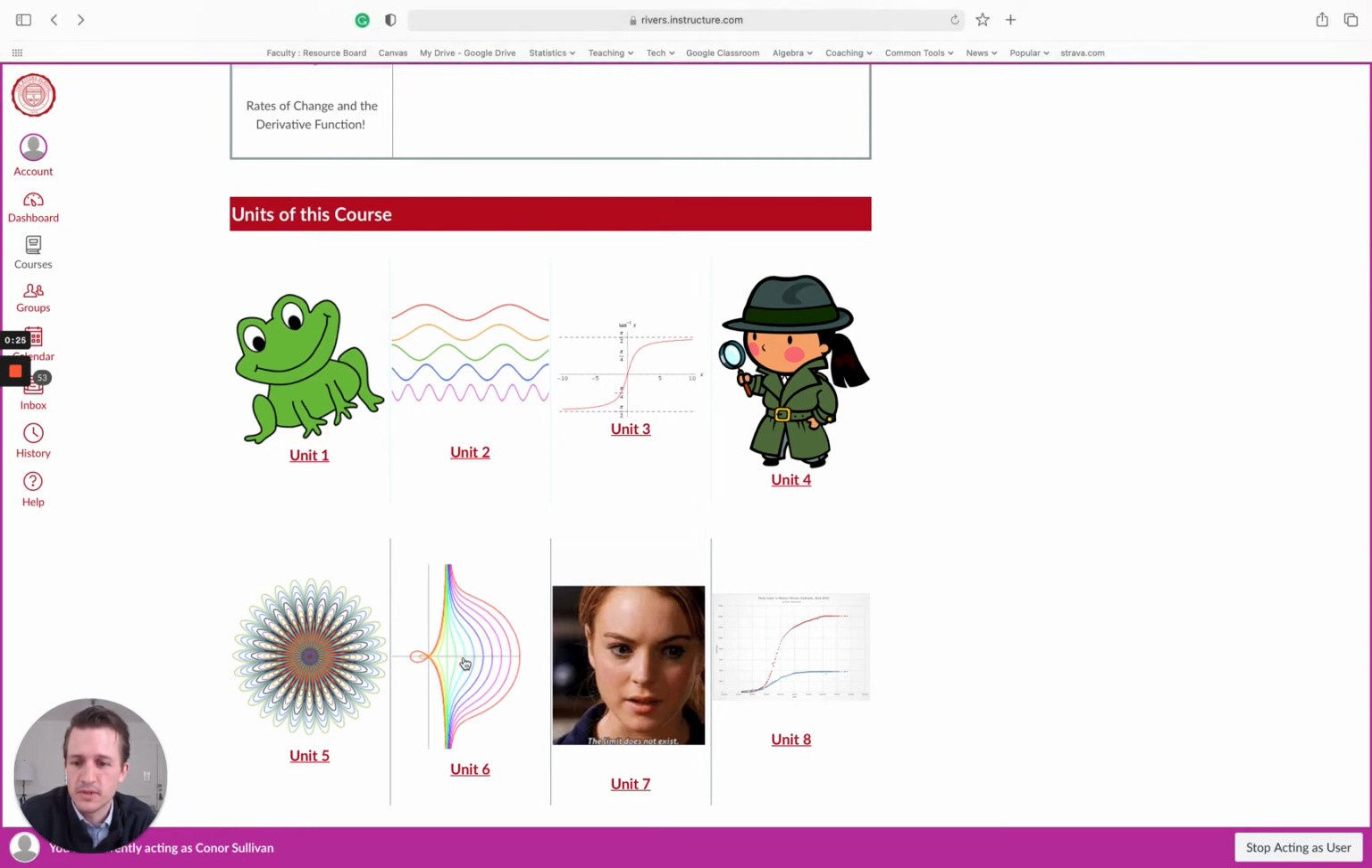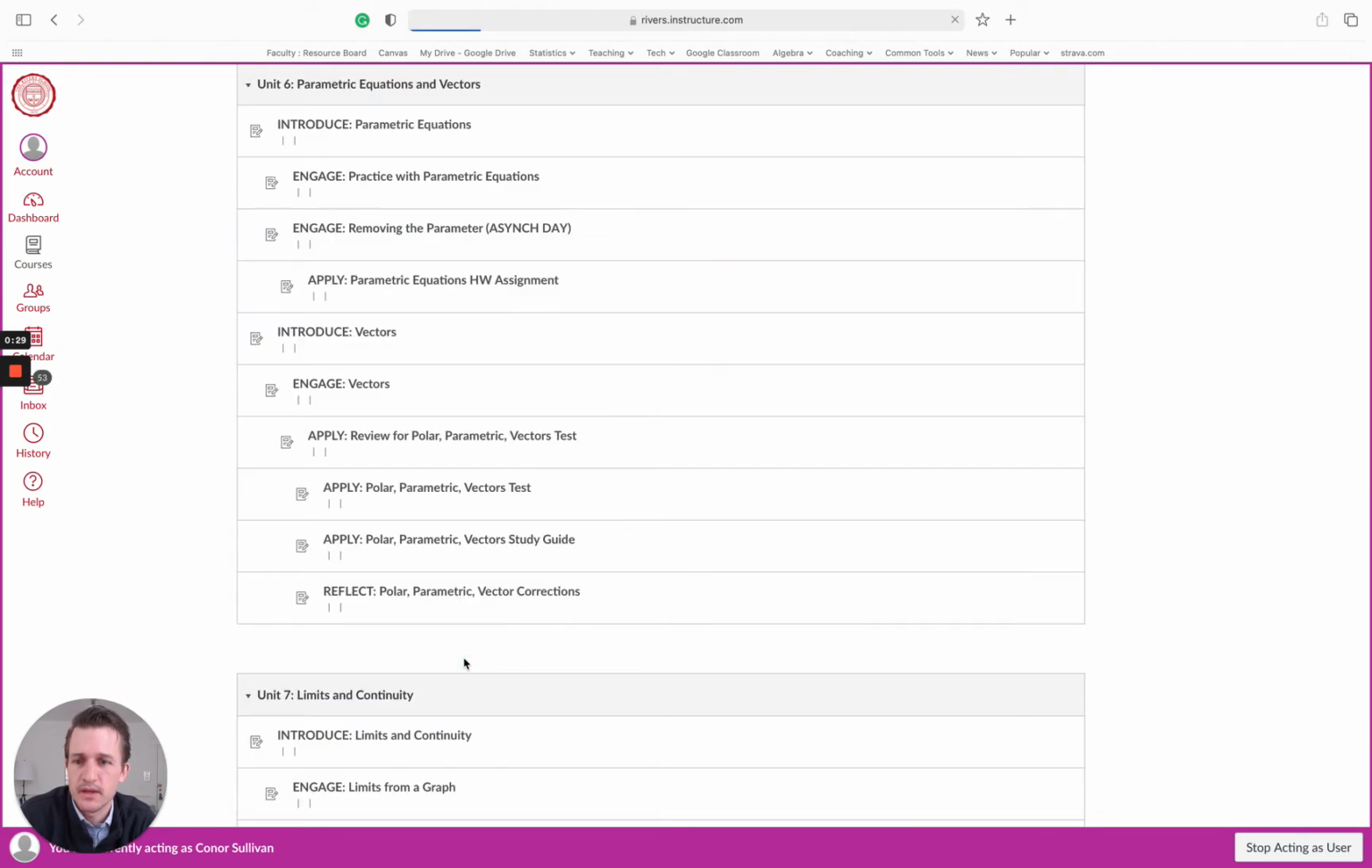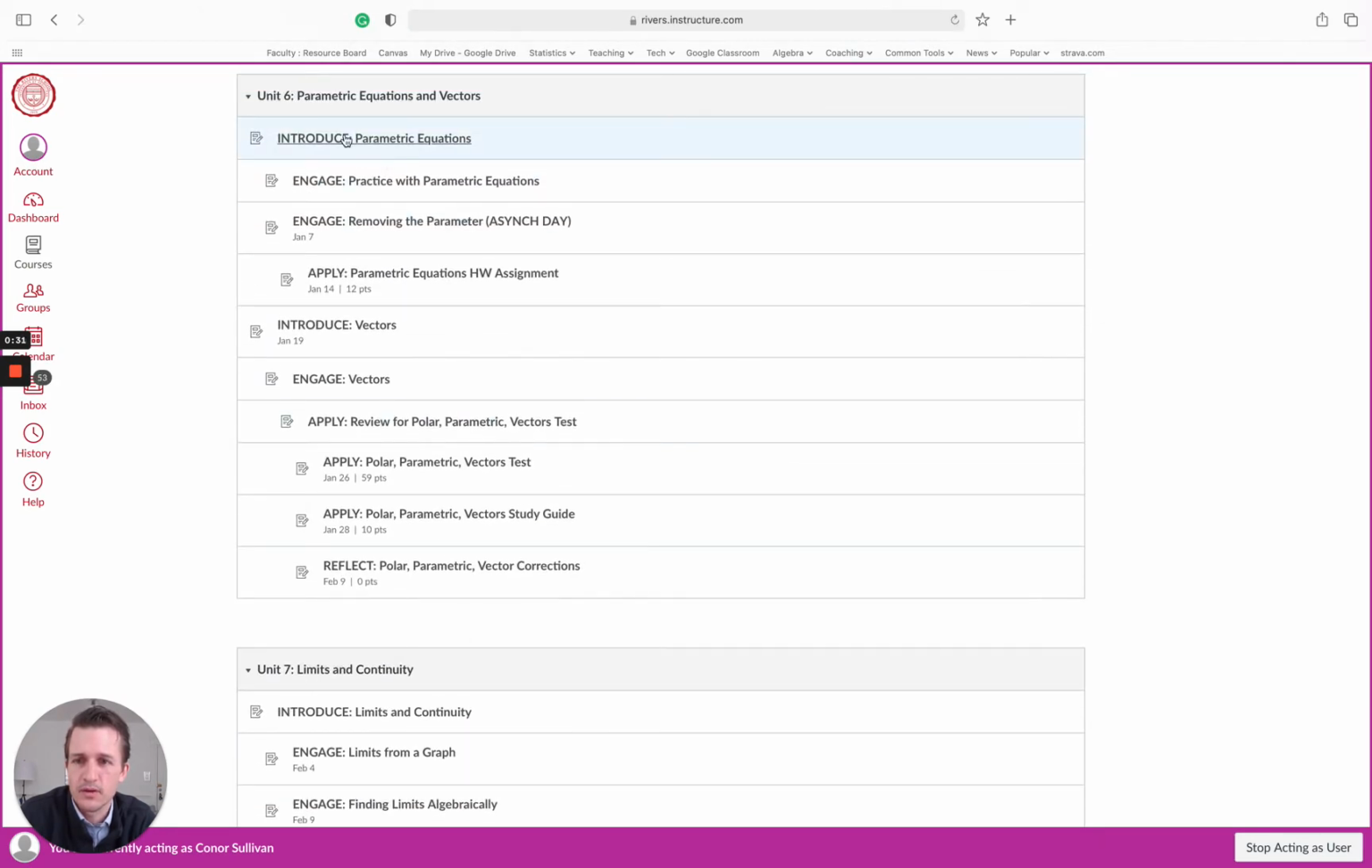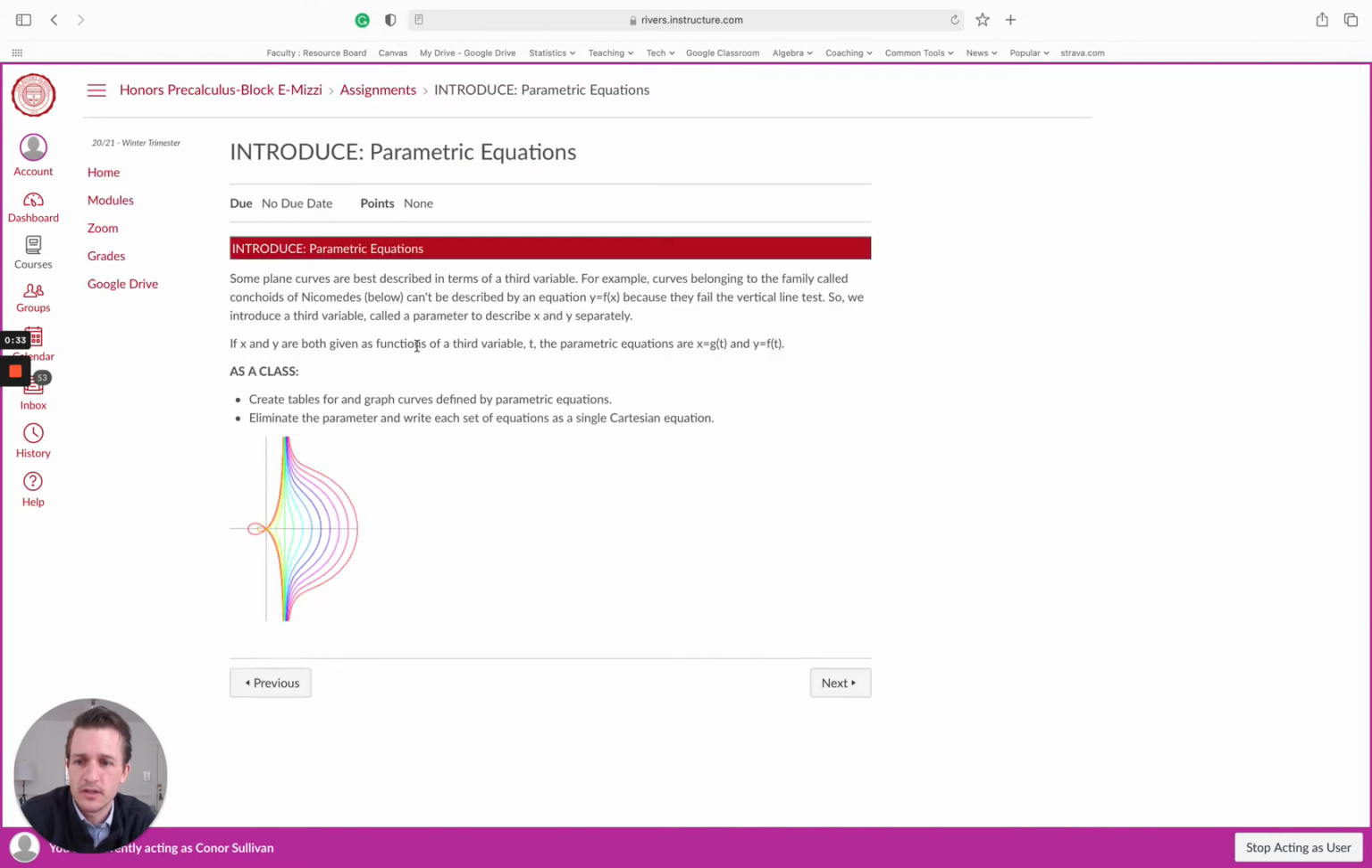So let's jump here to Unit 6. That was done fairly recently. And so, nice introduction here, connecting to the picture that she used before. You'll see this language as a class throughout a bunch of these assignments to try to make it very clear to students.